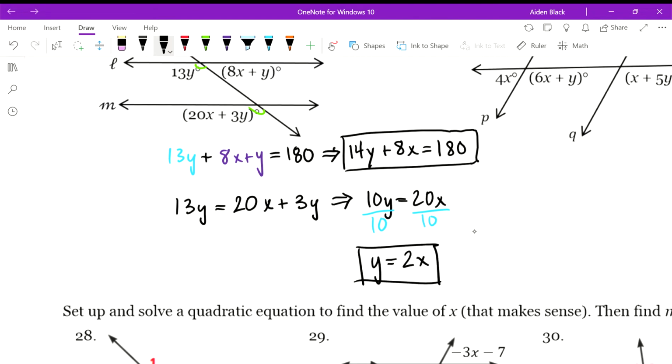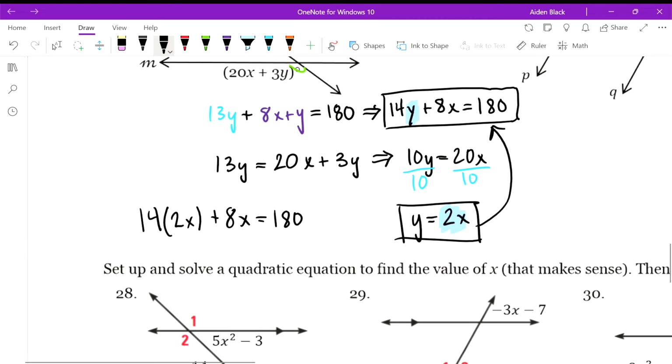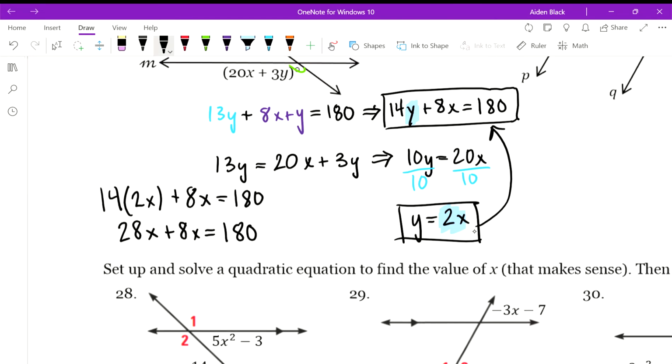So now that I know exactly what y is equal to, I can plug it into the first equation I have. 14 times, and again, instead of writing y, I'm going to write what y is equal to in parentheses. And I'll continue on with the equation, plus 8x equals 180. From here, I can distribute: 28x plus 8x equals 180. Combining like terms, I get 36x equals 180.